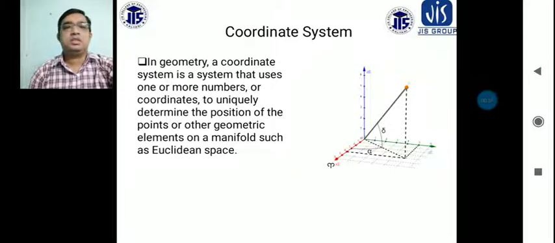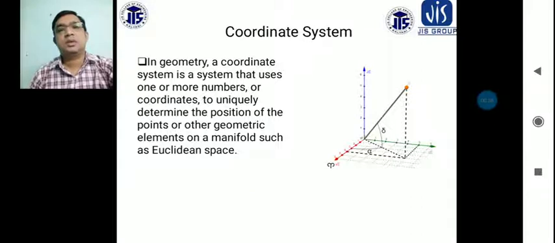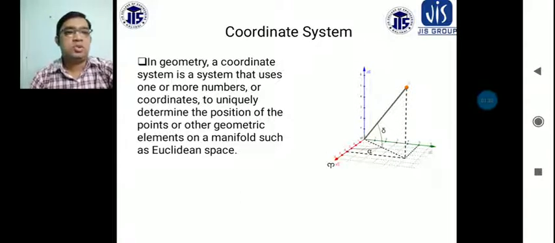Coordinate systems are considered in computer graphics and in geometry. In geometry, a coordinate system is a system that uses one or more numbers, or coordinates, to uniquely determine the positions of points or other geometric elements on a manifold such as Euclidean space.